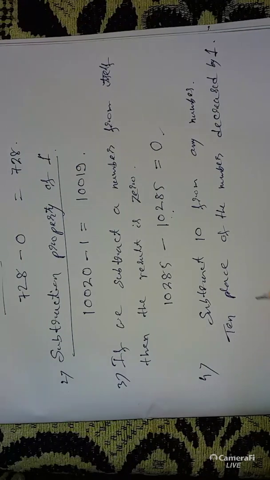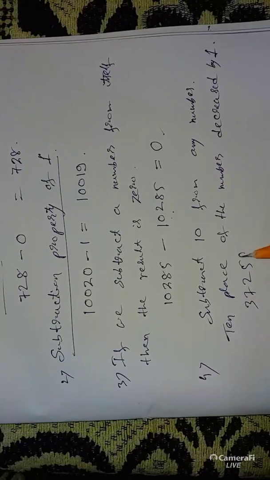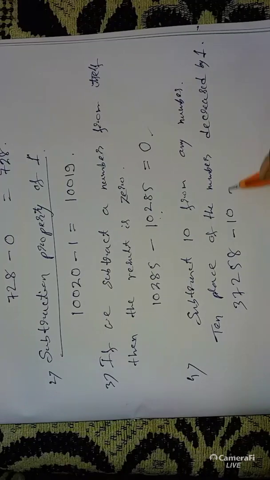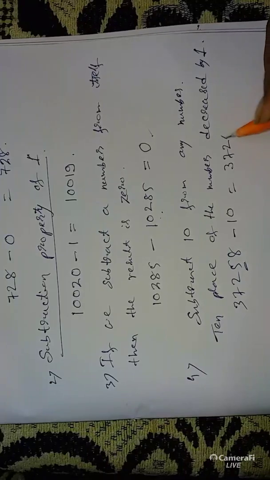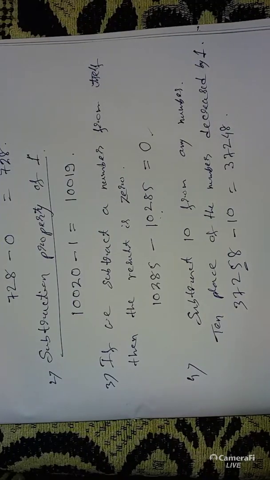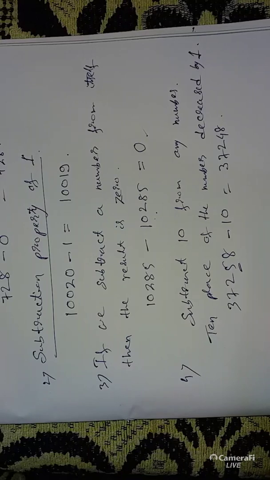For example, suppose this number, if we subtract 10, then what will be the result? Its 10's place is 5, so it will decrease by 1, and 3, 7, 2, 4, 8 will be the result. Similarly, if we subtract 100 from the number, its 100's place digit will decrease by 1. If we subtract 1000 from a number, the 1000's place digit of the number will decrease by 1. So, these are similar properties as property 4.